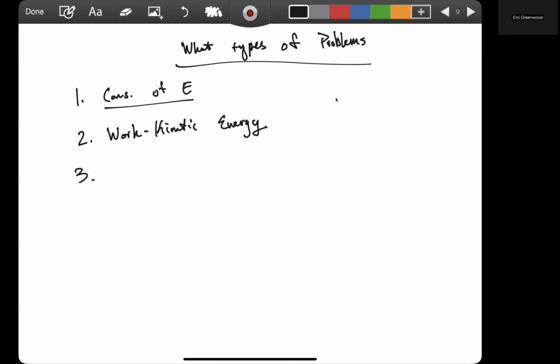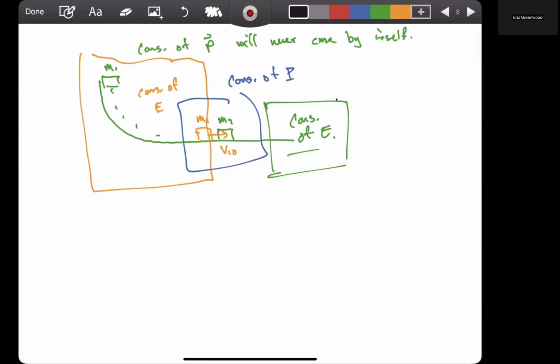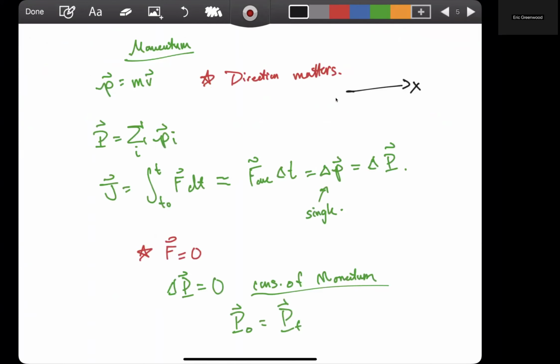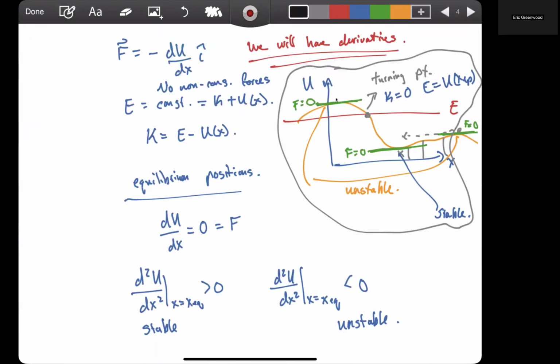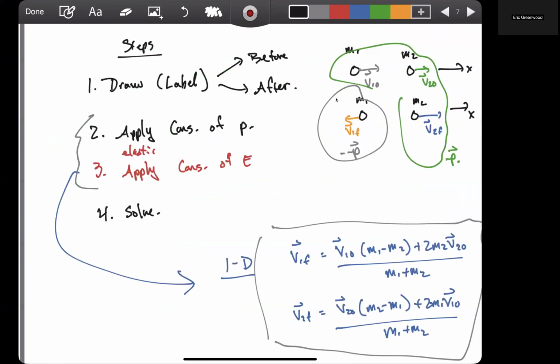Number three will be the potential versus position. So going again back to these guys here. It'll be one of these plots here, and I'll ask you some questions about things like the force, possibly the kinetic energy or the velocity at a point, where the turning points are, where the equilibrium points are, things like this. So keep that in mind.